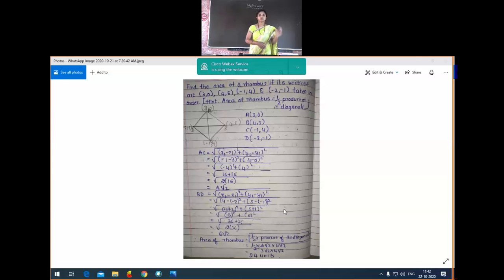Okay. So today we are going to continue with the last part of this chapter, that is area of triangle. So you all know what is the formula to find out the area of a triangle.